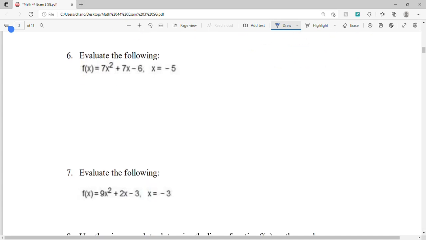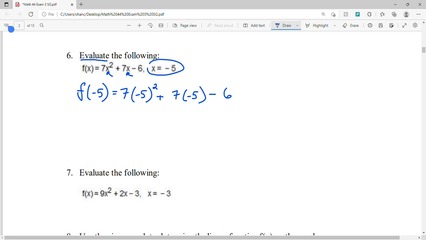Example 6, again we're doing a substitution problem. We're going to evaluate this for x equals negative 5. I have to write f of negative 5 first to tell the reader what we're doing. And we're going to substitute that negative 5 into every single place we see an x. This is 7 times negative 5 squared plus 7 times negative 5 minus 6. According to our order of operations, we'll do the squared term first. Negative 5 squared is a positive 25.